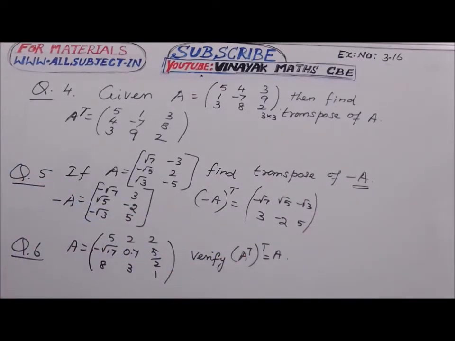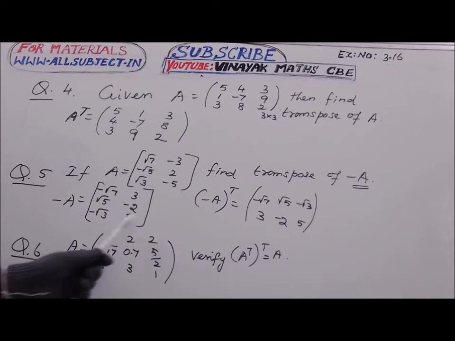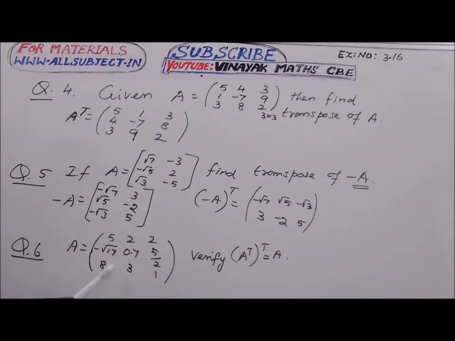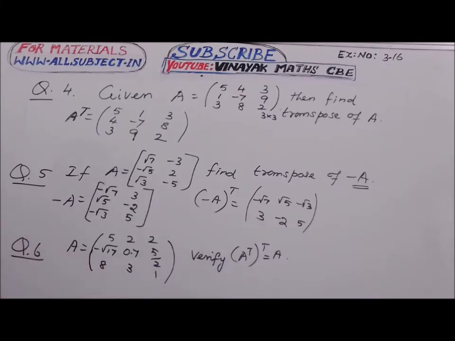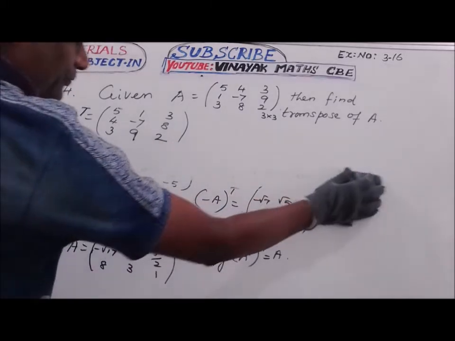Then the third one: A is given as 5, 2, 2; minus root 17, 0.75, by 2; 8, 3, 1. Now verify A transpose whole transpose is equal to A. Verify A transpose whole transpose is equal to A.